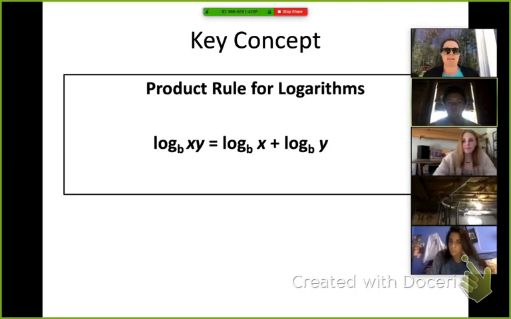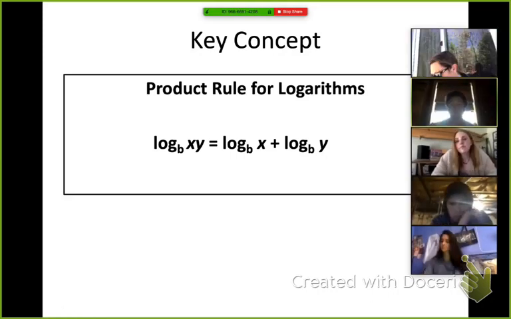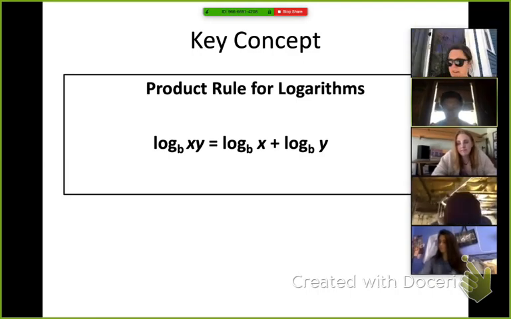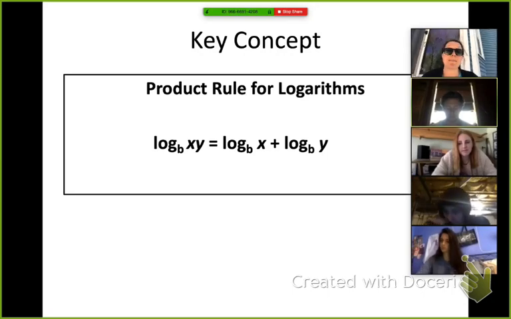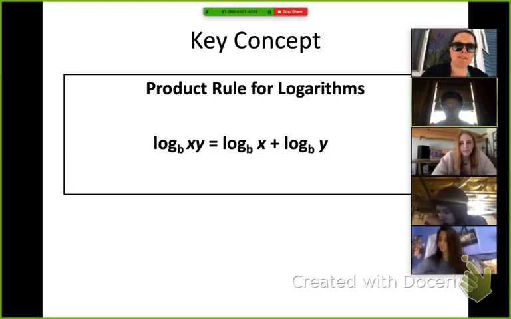So if you have a log of any base, b, and you have a product of something such as x and y, you can't... this is not going to work. All right, move down here, there we go. You can expand it by turning it into an arithmetic equation of two logs. So you keep the base the same on the two logs, and then you make it a sum of x and y, as you see there.